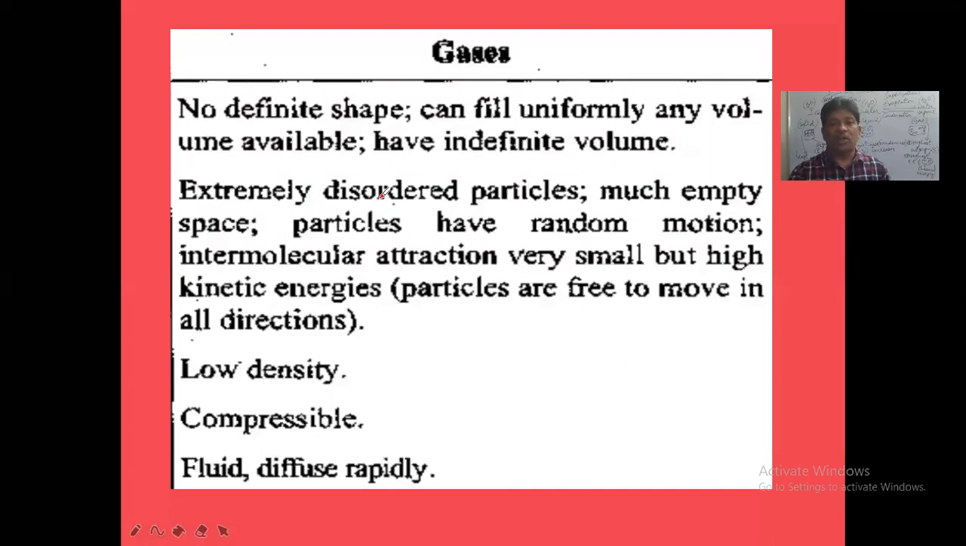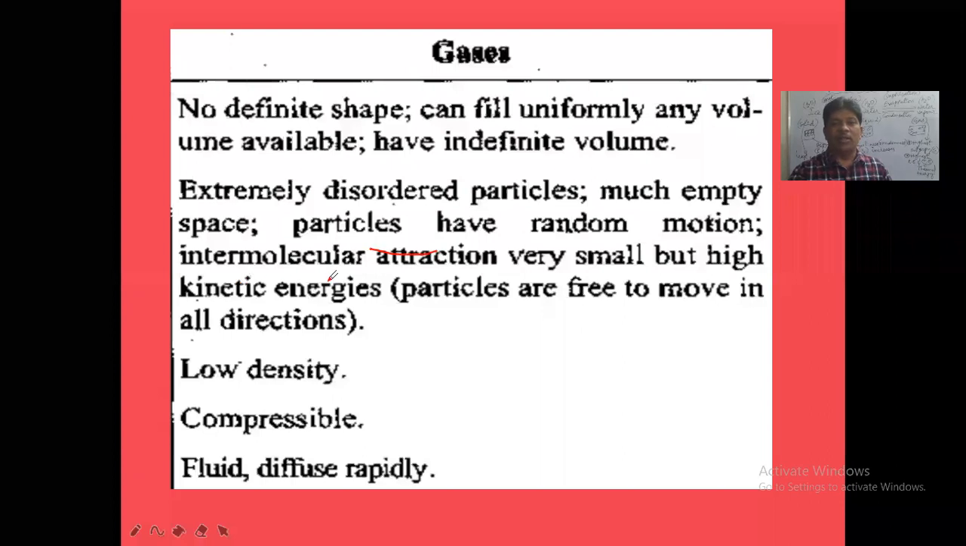And extremely disordered particles, meaning the degree of disorderliness is greater here. The degree of randomness is very high, and the degree of randomness is nothing but entropy. Entropy is very high for these particles. Much empty space will be there in the gaseous state, because the gas molecules are away from each other and the intermolecular distance is greater. The gaseous particles have random motion, in all possible directions, not in a single direction. So the degree of randomness, or disorderliness, is called entropy. Entropy is highest for gases.